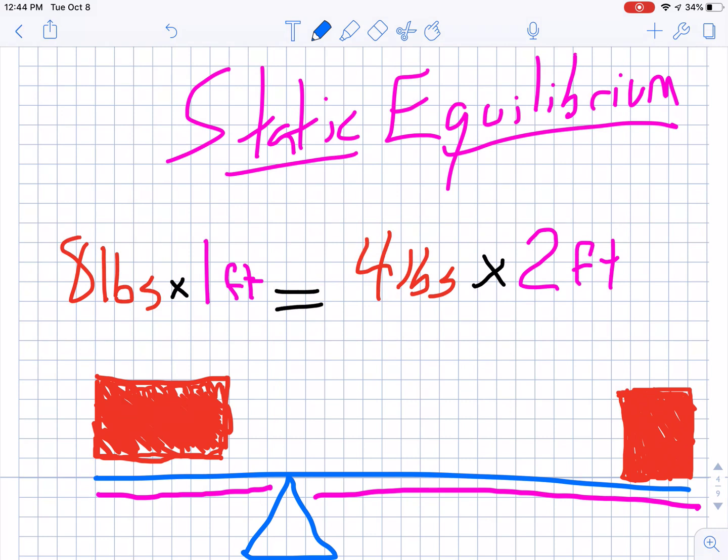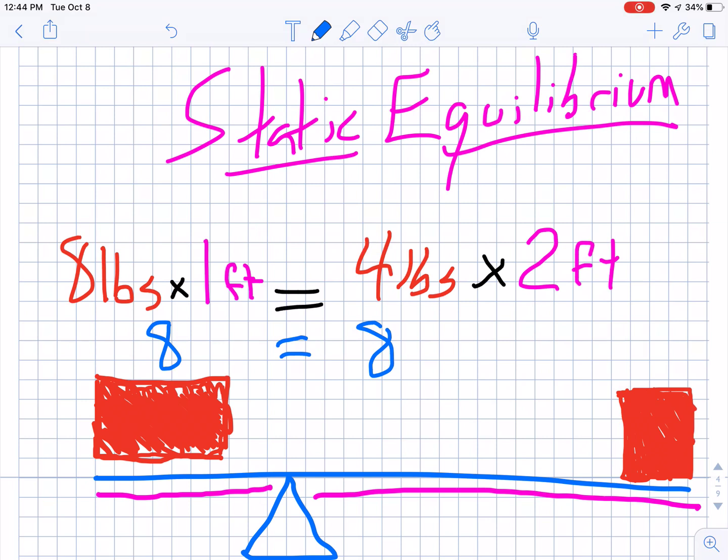So of course 8 times 1 is 8, and that equals 4 times 2, that is also 8. That is what static equilibrium is, okay? We can achieve that balance even though the two sides aren't perfectly equal.